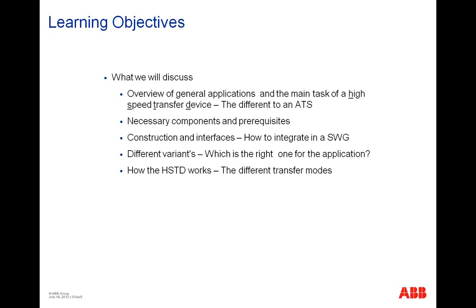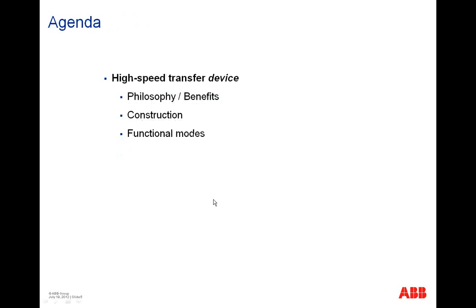The different variants: high-speed transfer devices are available in different variants to fulfill different solutions for different kinds of switchgear applications. And I will use the short word HSTD for high-speed transfer device. It's a little bit easier to say all the time during the presentation. I will show you the main thing of this device, the different transfer modes the device will perform for different kinds of network situations at the moment of initiation.